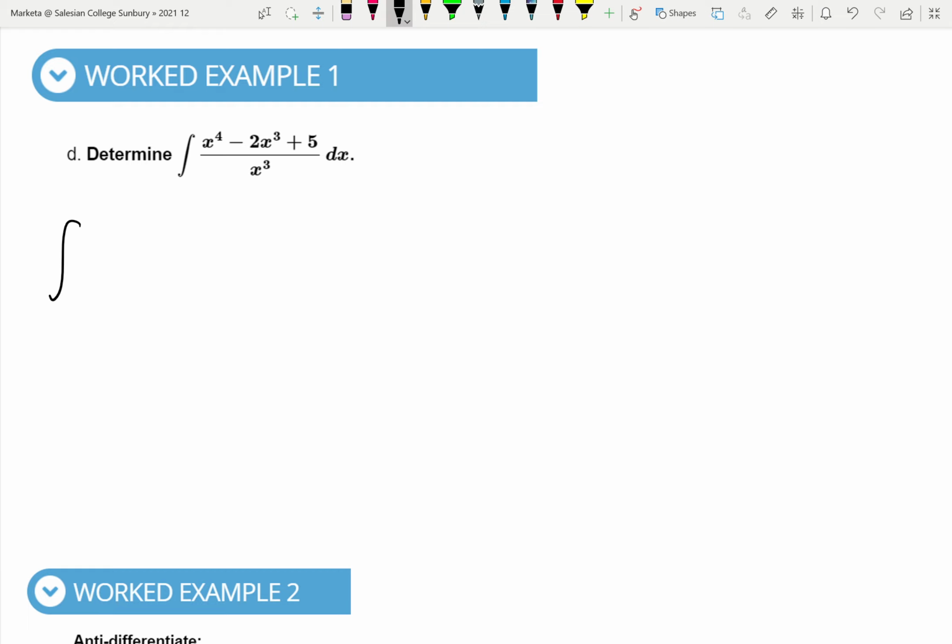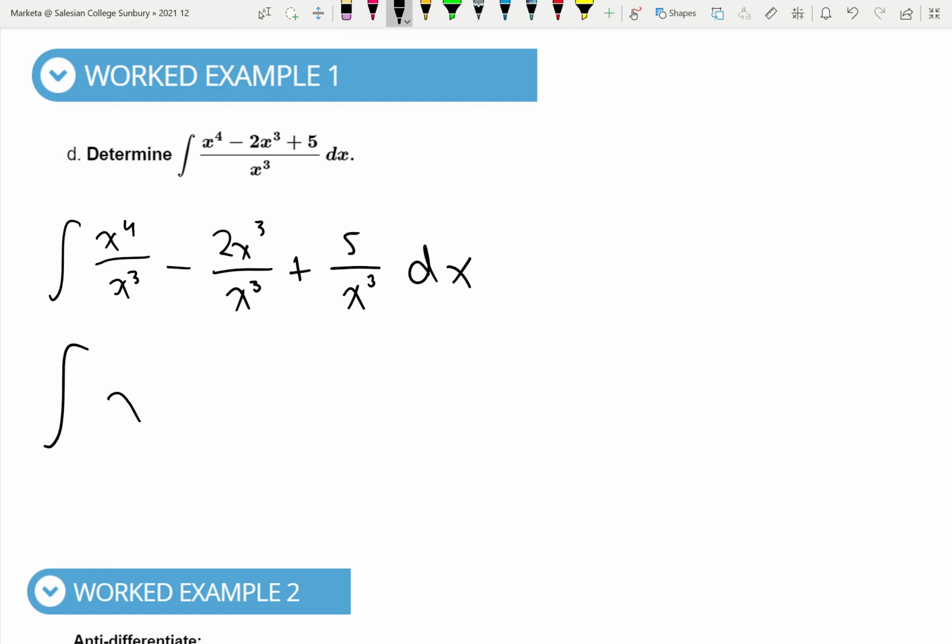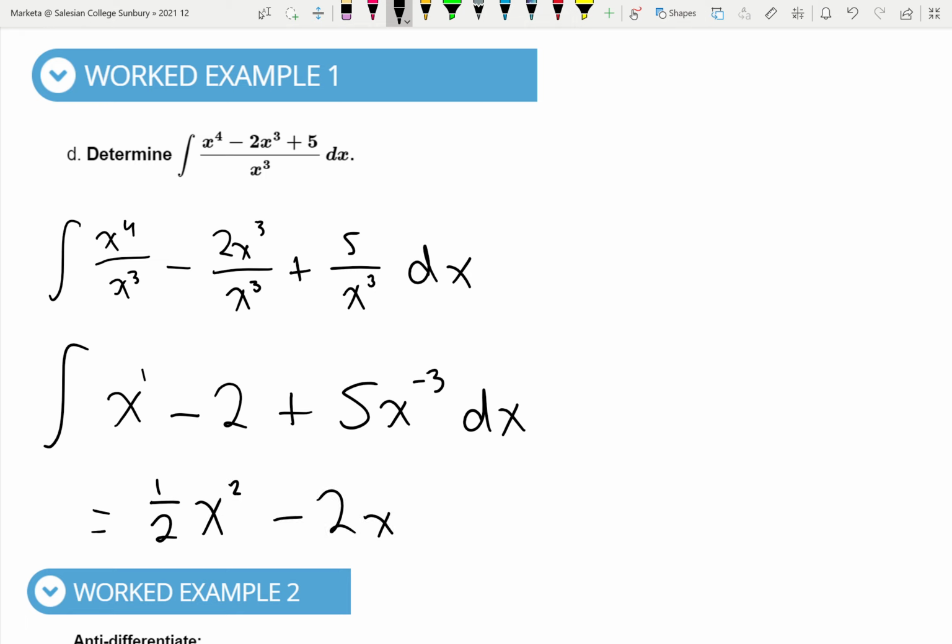So I'm going to make this into x to the 4 over x to the 3 minus 2x to the 3 over x to the 3 plus 5 over x to the 3 dx. And of course, that's going to be x, so 4 minus 3 is 1, minus 2, and then x to the 3 over x to the 3, they will cancel, plus 5x to the neg 3 dx. And then you see now it's quite straightforward to be able to make an antiderivative. So this is power 1, so I'm adding 1, so it's going to be 1 over 2 x squared minus 2x minus 5 over 4 x to the neg 4.